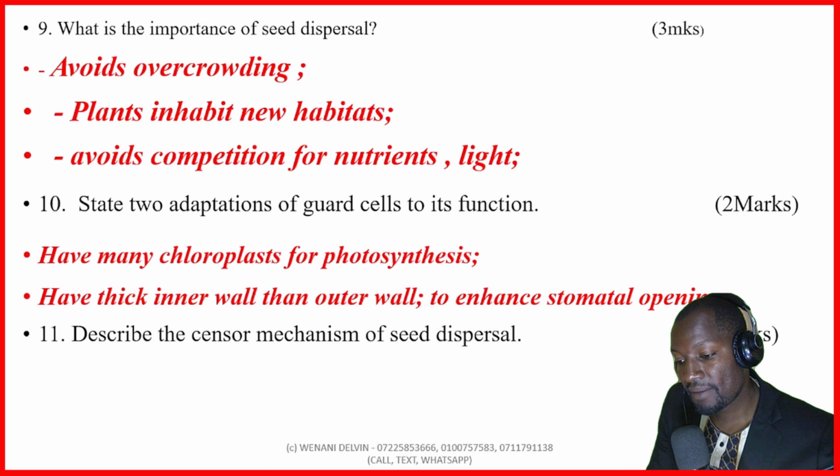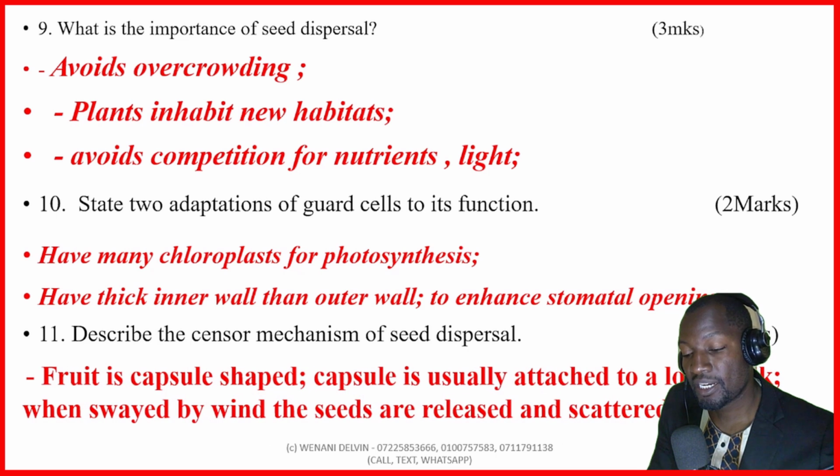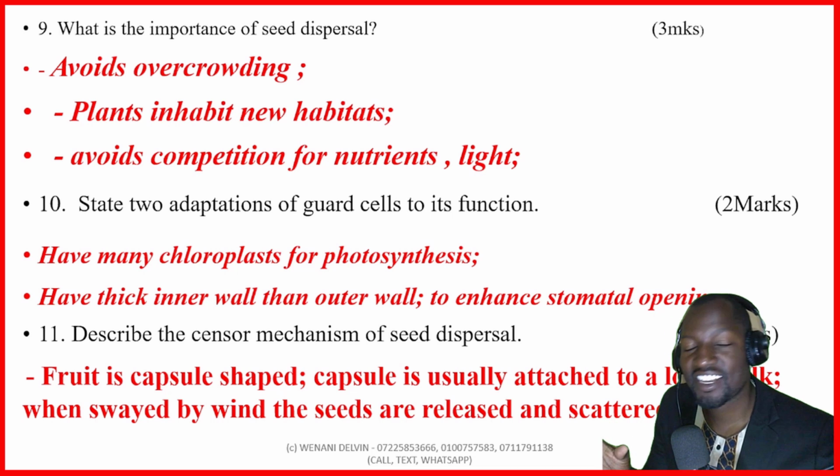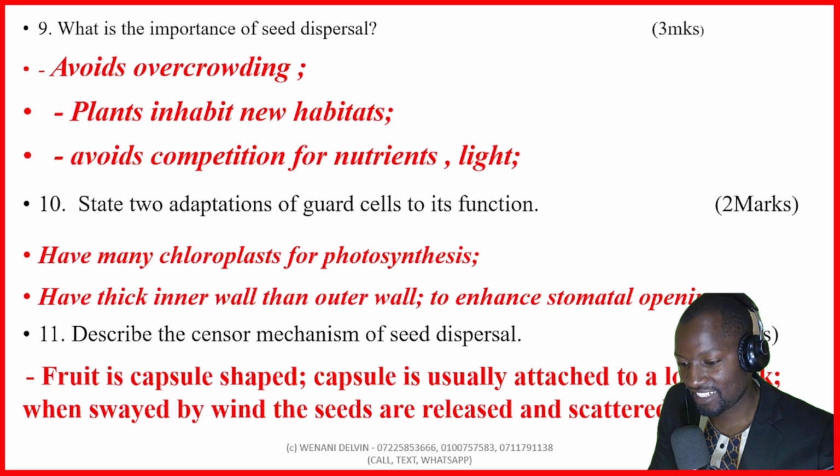Describe the sensor mechanism of seed dispersal. Now, fruits with a capsule shape. The capsule is usually attached to what we call a long stalk, and when swayed by wind, the seeds are released and scattered.